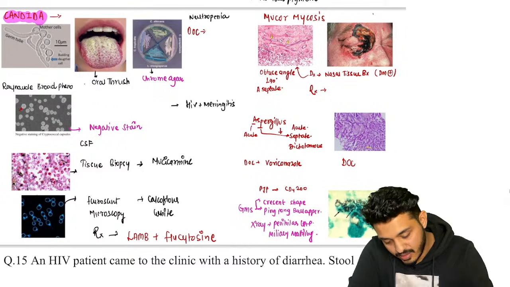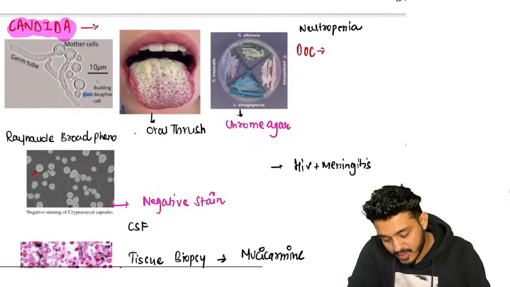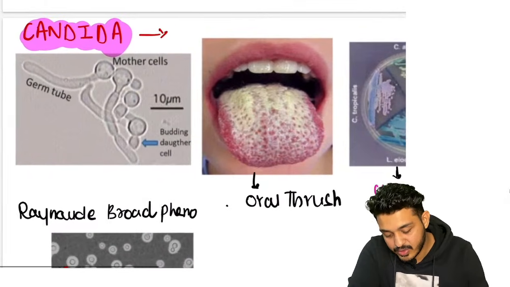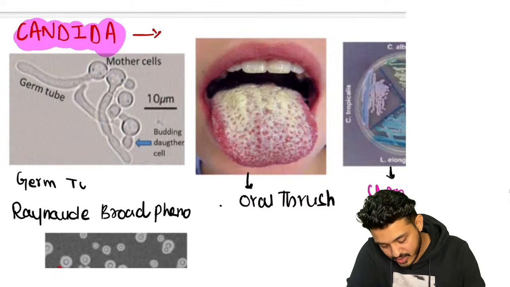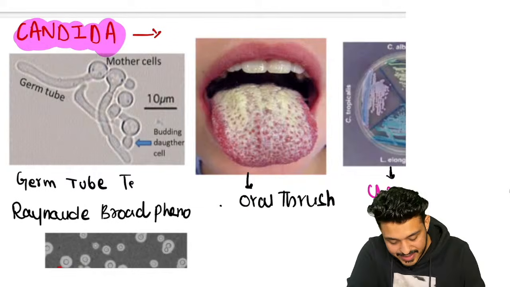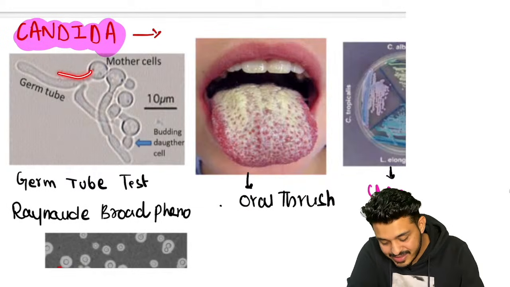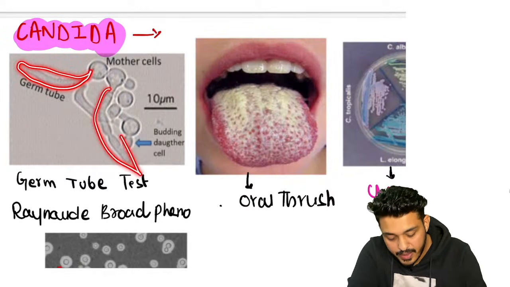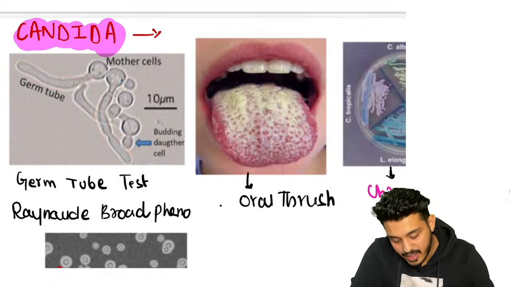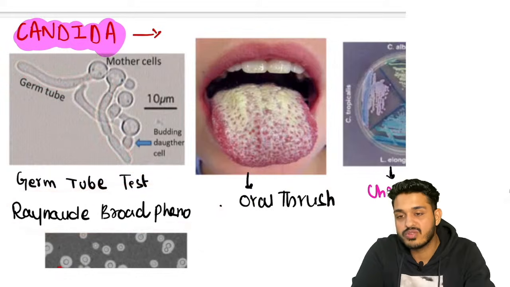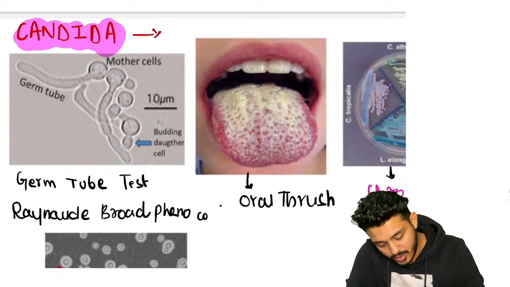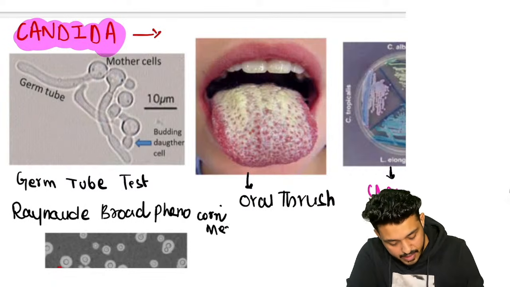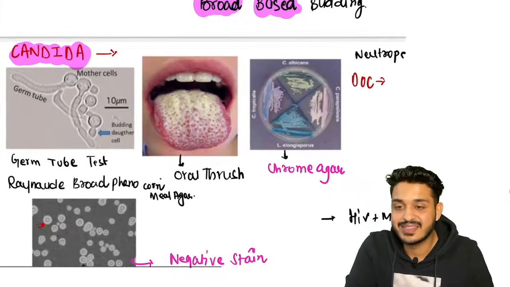So let's try to understand this oral thrush. This is a fungal infection. What are the two phenomena you will find in the question? One is that there will be germ tube test written in the question. If germ tube test is written, you have to think about candida. This is known as germ tube formation, right? So this is going to be candida. And second is going to be Raynaud phenomenon on corn meal agar, right? On corn meal agar. This is going to be what? Candida.